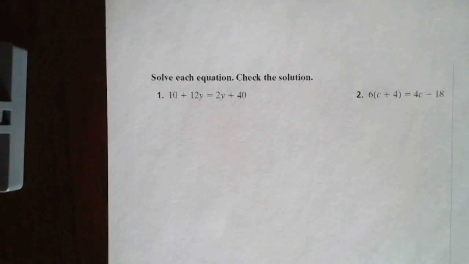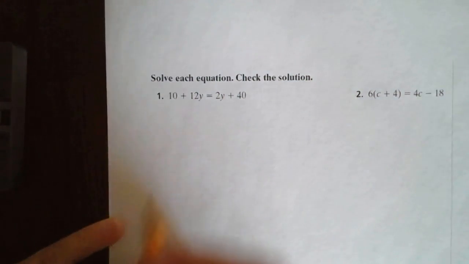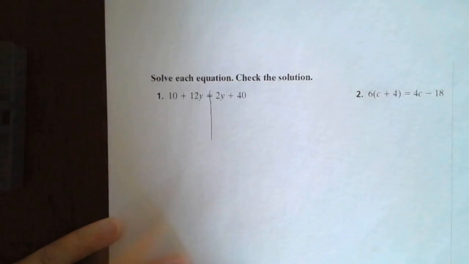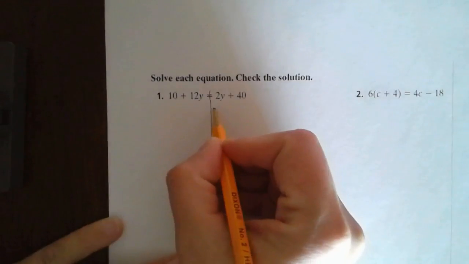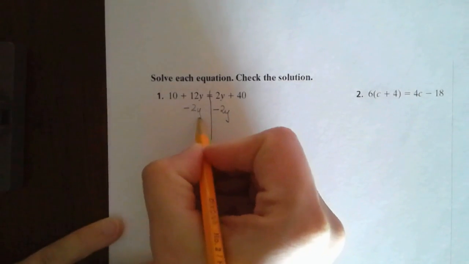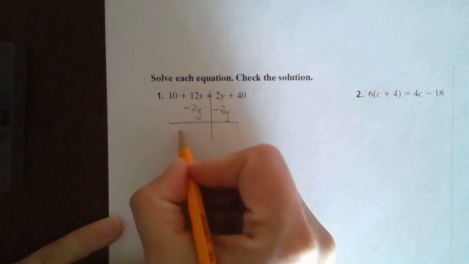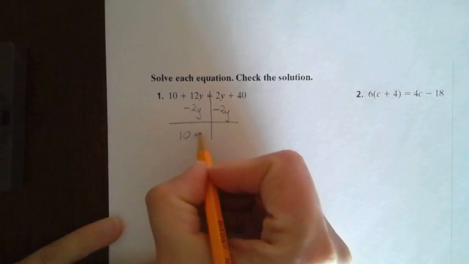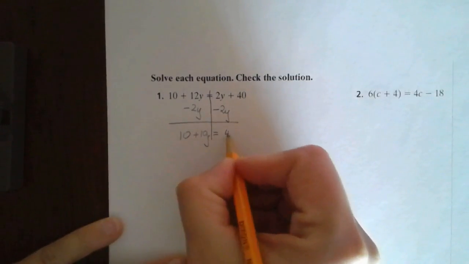Okay, welcome back. Now I'll solve it for you. So let's do it. I'm going to separate my left side and right side. I'm going to take my 2y from the left side, so that's negative 2y minus 2y. What I have left on my left side is 10 plus 10y, and that will be equal to 40.